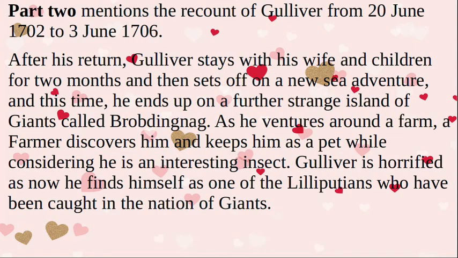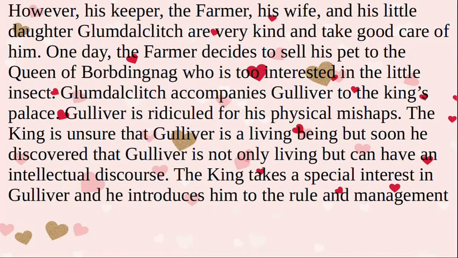After his return, Gulliver stays with his wife and children for 2 months and then sets off on a new sea adventure, and this time he ends up on a further strange island of giants called Brobdingnag. As he ventures around a farm, a farmer discovers him and keeps him as a pet while considering him an interesting insect. Gulliver is horrified as now he finds himself as one of the Lilliputians who have been caught in the nation of giants.